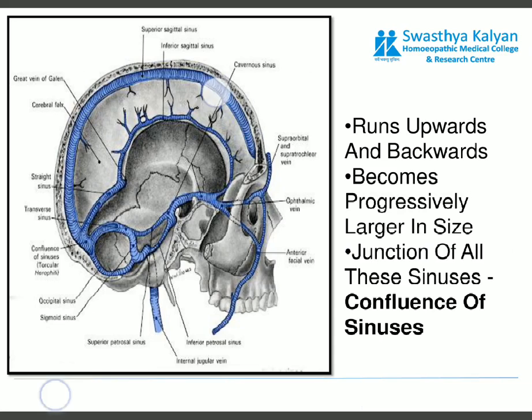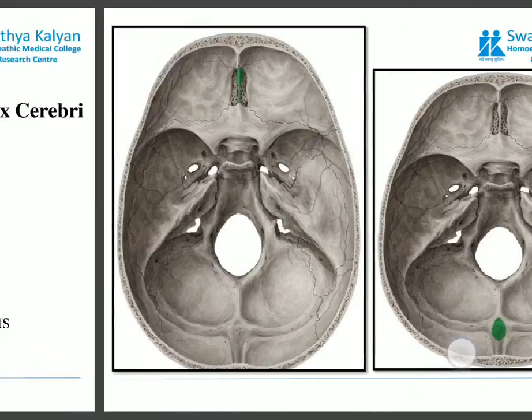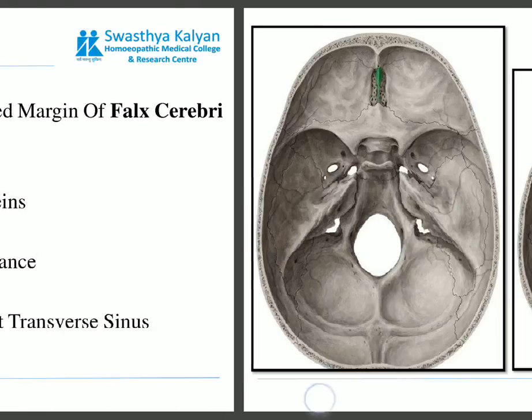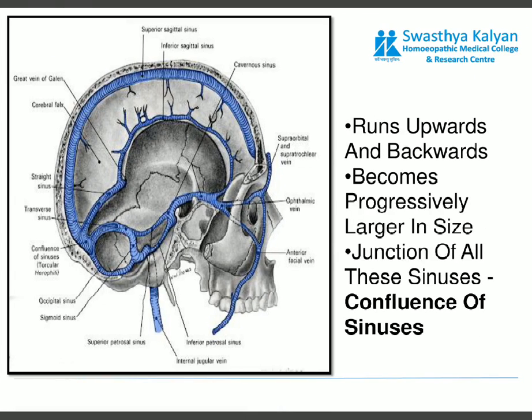When it runs upwards and backwards, the size progressively increases. This you can see in this figure. As the sinus is moving up and back, the size is progressively increasing. There is a term known as confluence of sinuses. It is given to the point of junction of three sinuses, that is the superior sagittal, the transverse, and the straight sinus.